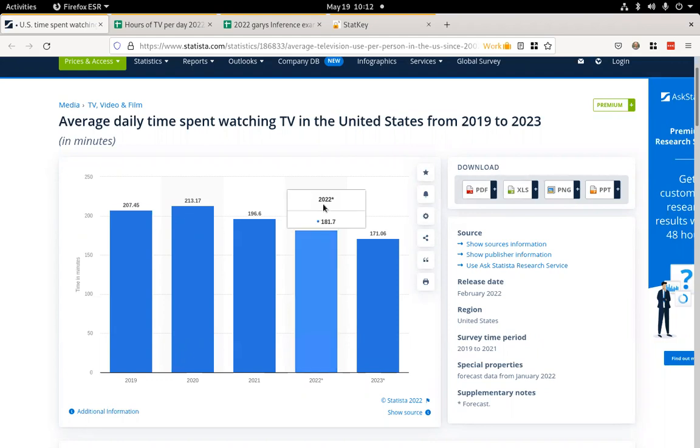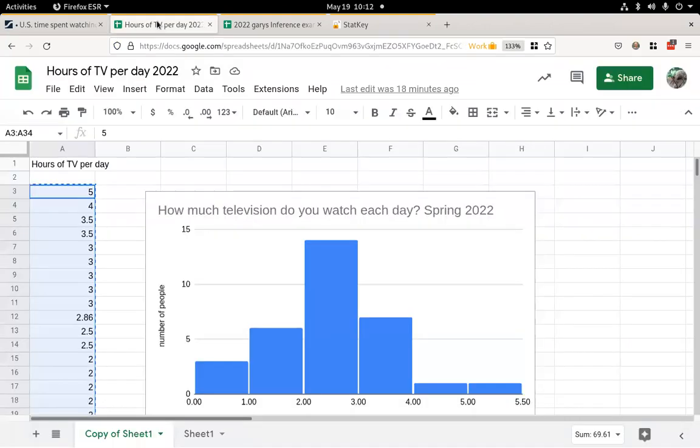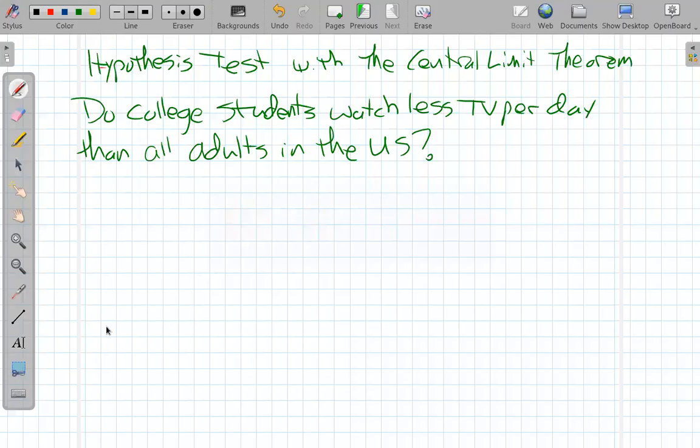And here they have for 2022 about 181.7 average minutes per day, which is just a hair over 3 hours. So I'm just going to call it 3 hours for simplicity here. And then I have some sample data that we'll throw in here to compare that to.